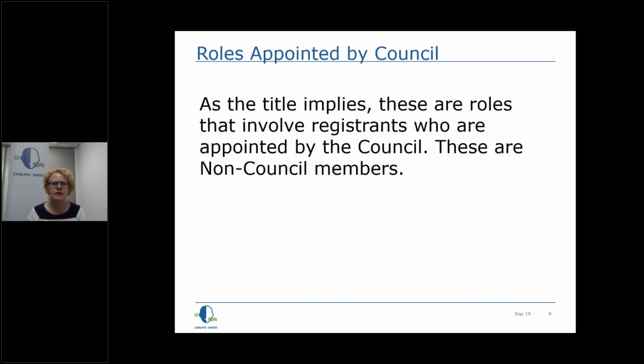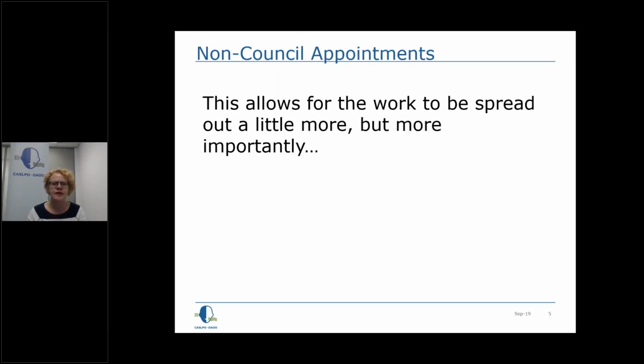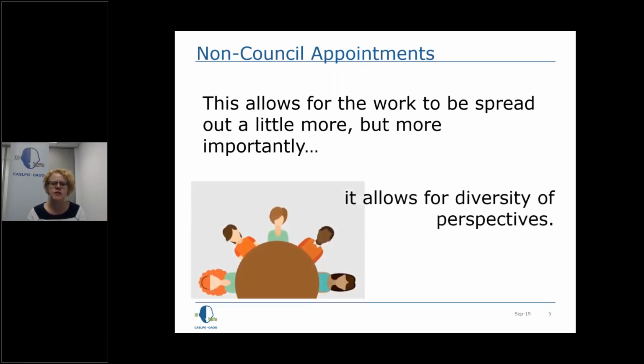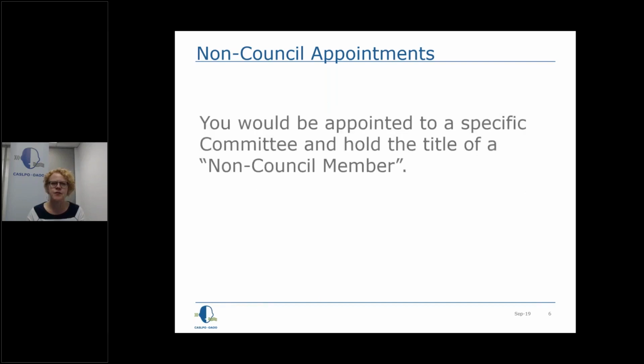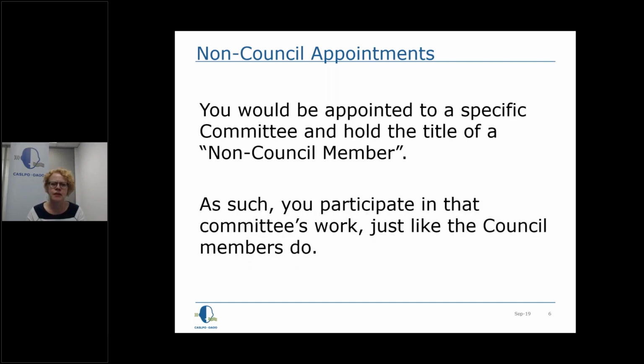As the title implies, these are roles that involve registrants who are appointed by the council, and they are called non-council members. At least one non-council member sits on each council committee, and this allows for work to be spread out a little bit more, but more importantly, it allows for diversity of perspective. You would be appointed by a specific committee and hold the title of non-council member. And as such, you would participate in that committee just like the council members do.